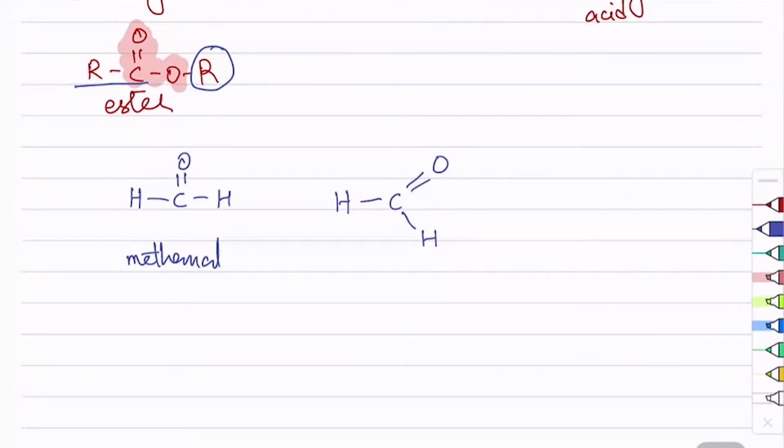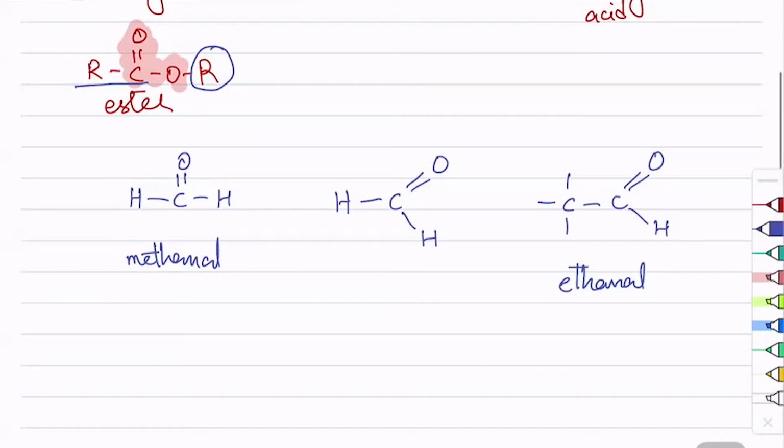Okay? Similarly, this one I'm going to call ethanal. Okay, so this is ethanal. So on 3 single bonds we usually bend it to show that this is the kind of bond that you have. So ethanal, propanal, butanal, they will continue in this way.